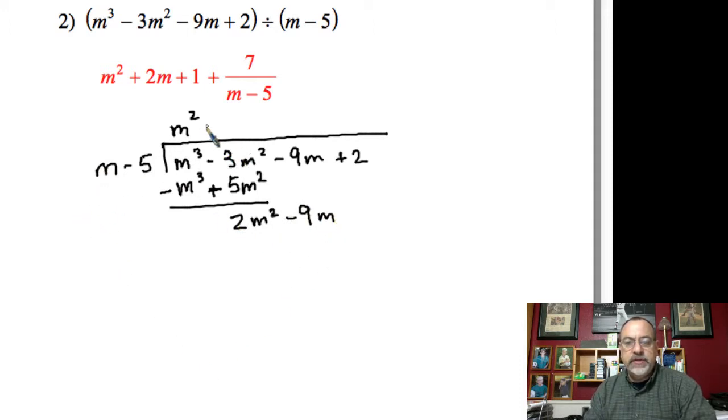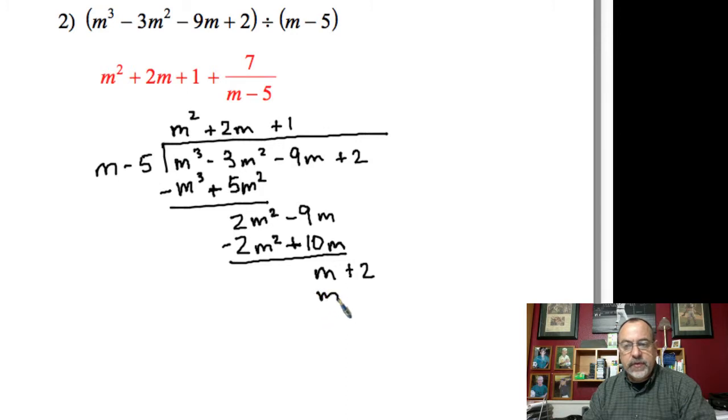m into 2m squared is a positive 2m. 2m times m is 2m squared, and then 2m times negative 5 is negative 10m. Change the sign of both. That's 0. This is 1m, and then I bring down the 2. m goes into m one time. 1 times m is 1m, and then 1 times negative 5 is negative 5. Change the sign of both and add. So there's nothing else to bring down, so this is my remainder. So that's a positive 7, and I put it over my divisor of m minus 5. So this is my answer.